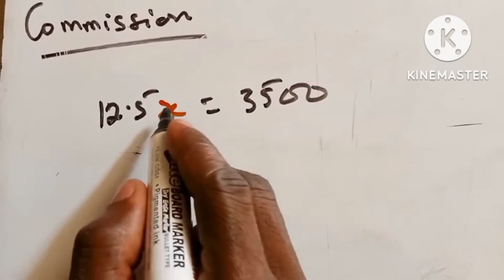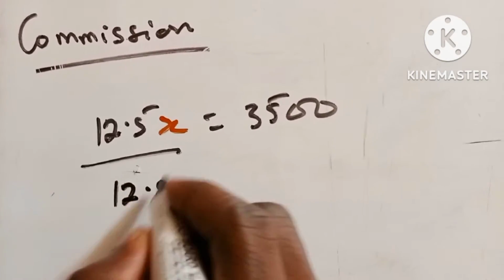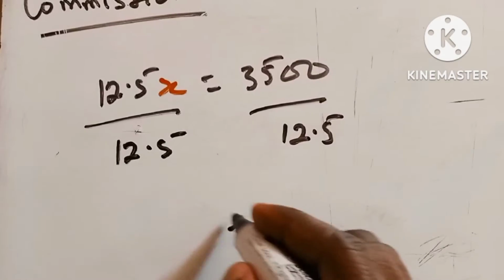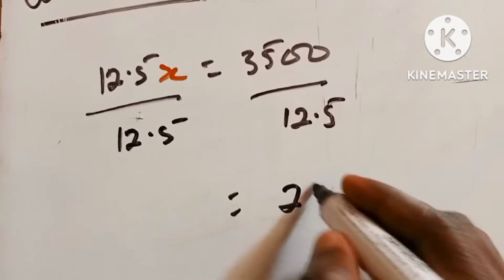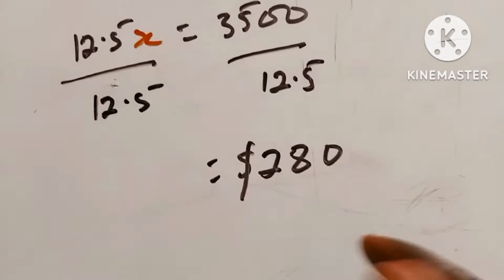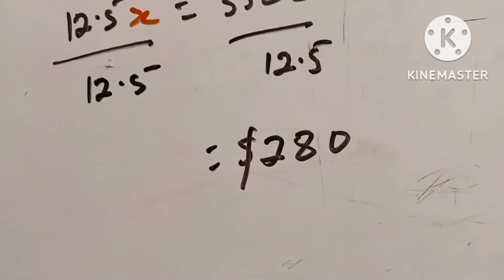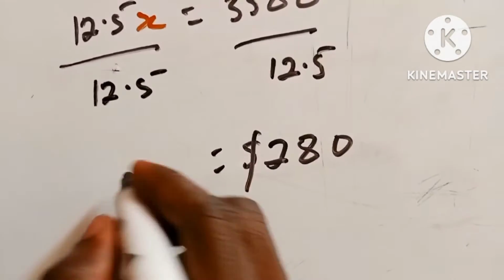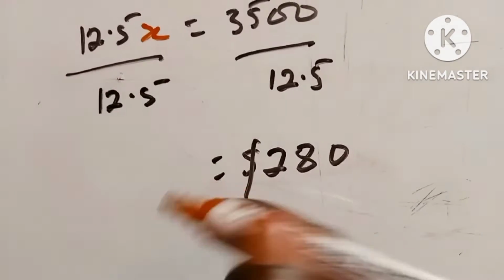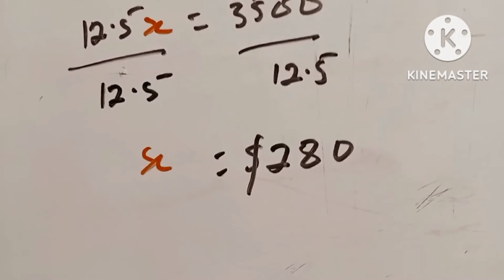So at this point, what are we going to do? We are looking for the value of x, which is the total sales here. So we are going to divide by 12.5, and divide everything by 12.5, right? So here we have x equal to 280. So the value here is the total sales for the month, right? The total sales, x, is equal to $280. Is that okay?